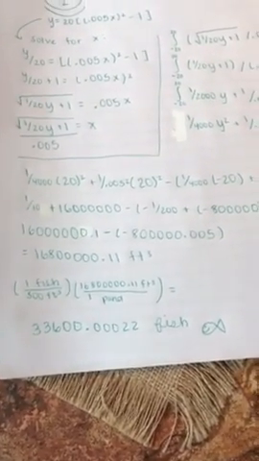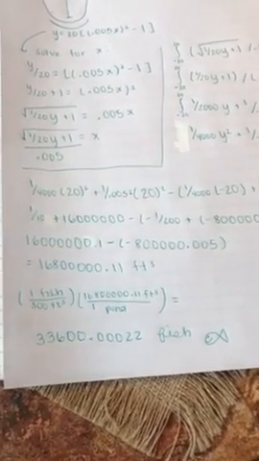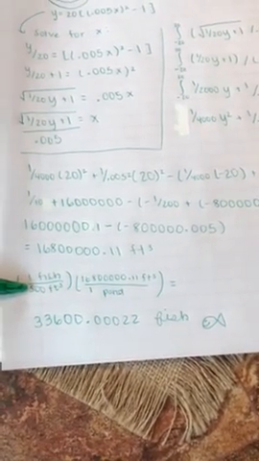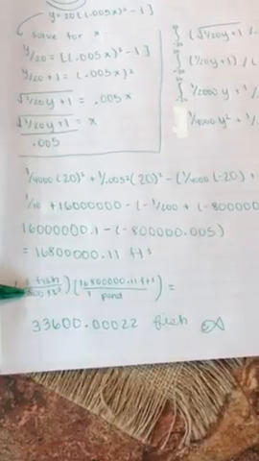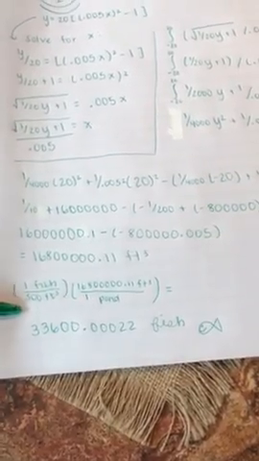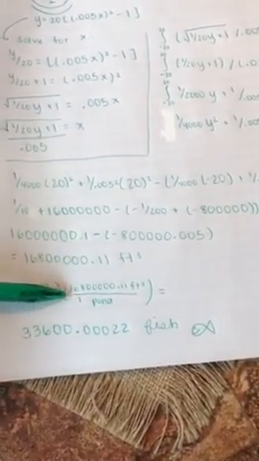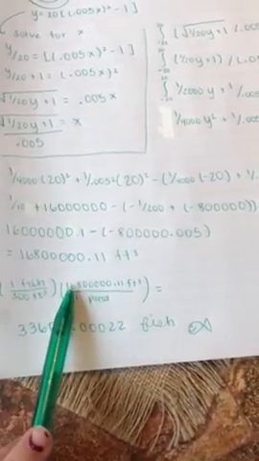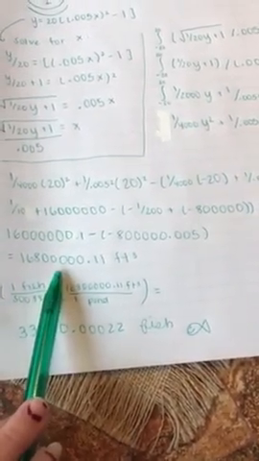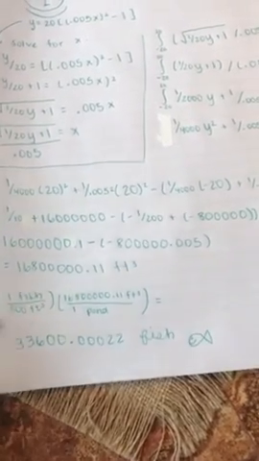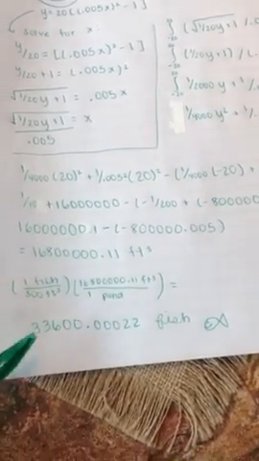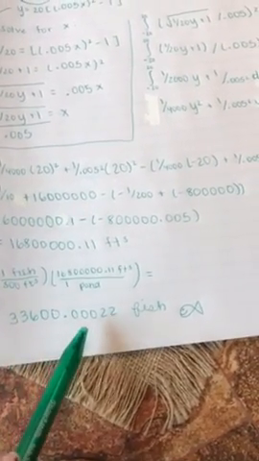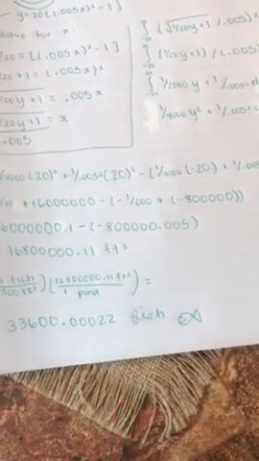Then to find out how many fish can be supported in the pond, we have one fish per 500 feet cubed, and we'll multiply that by our number of cubic feet of water in the pond, and that will give us 33,600.00022 fish in the pond.